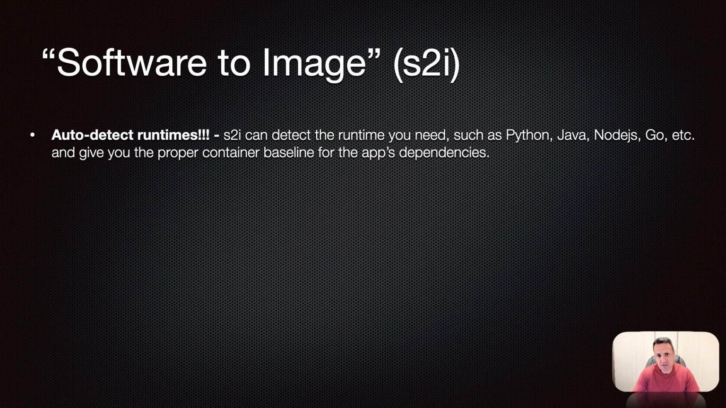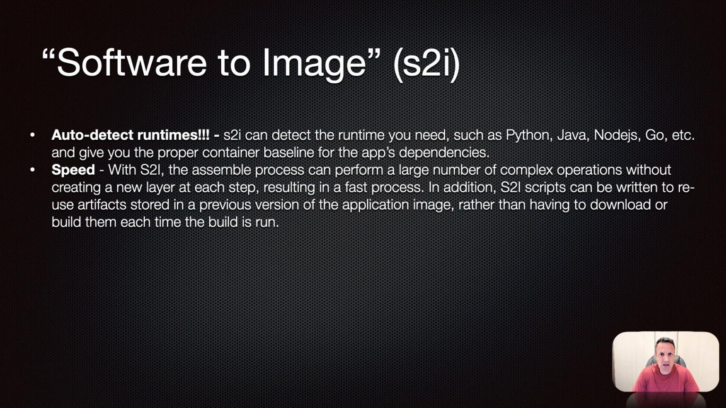And one of my favorite features of the s2i tool is that it auto detects runtimes. I'll demonstrate this here in a few minutes. But s2i can detect that source code and make a suggestion. You can use it or not. Such as, hey, this is a Python app, this is a Java app, it's a Node app, Go, maybe PHP, something like that, and it will give you a proper container baseline for that application's dependency.